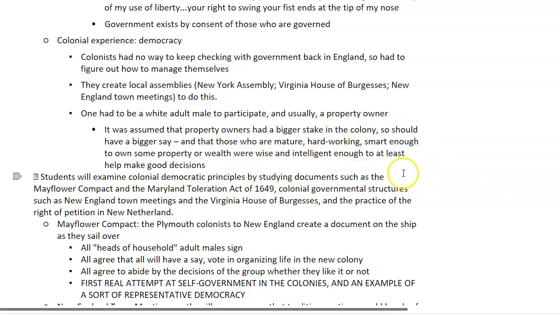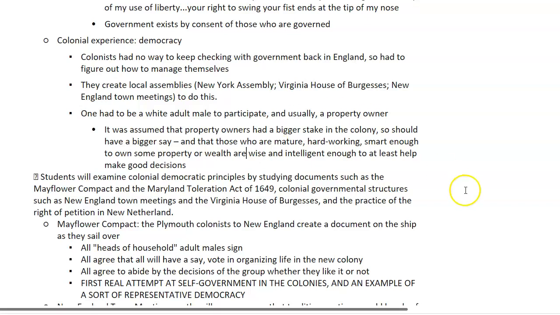And the thinking was that those mature, hard-working, and smart enough to own some property or wealth are wise and intelligent enough to at least help make good decisions. So the idea was, if you were poor, you probably were irresponsible, you probably weren't smart enough or sharp enough to be helpful. If you were wealthy, well, you probably had wealth, or at least kept your wealth, because you were smart enough to make some good decisions. And after all, you had a bigger stake in the economy. Therefore, you got to vote.